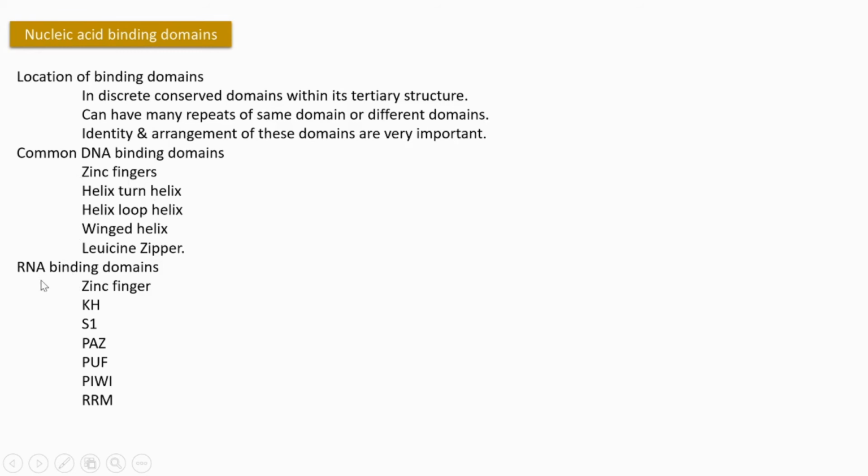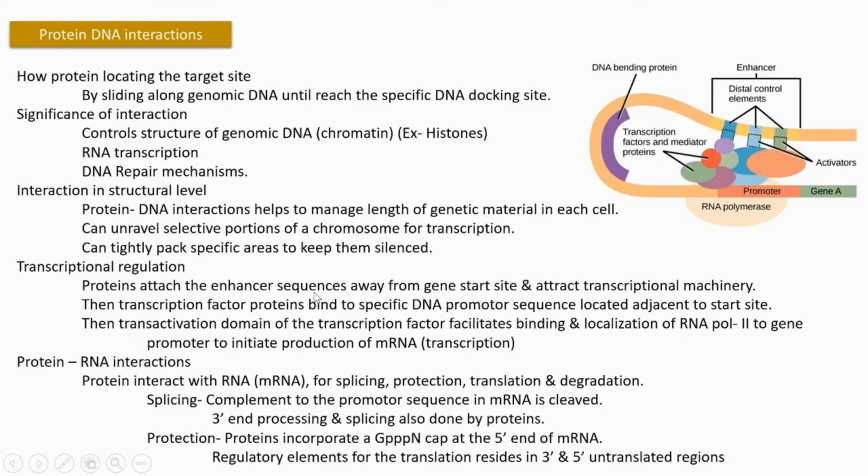Then which are the domains in RNA for interacting with the protein? They are zinc finger, KH, S1, PAZ, PUF, PIWI, RRM. All these are domains usually common in RNA to bind with the proteins.